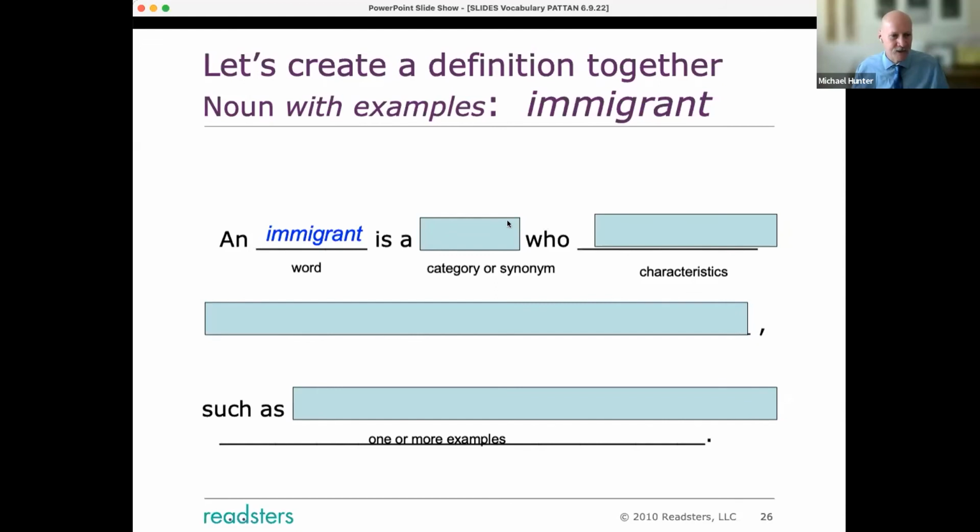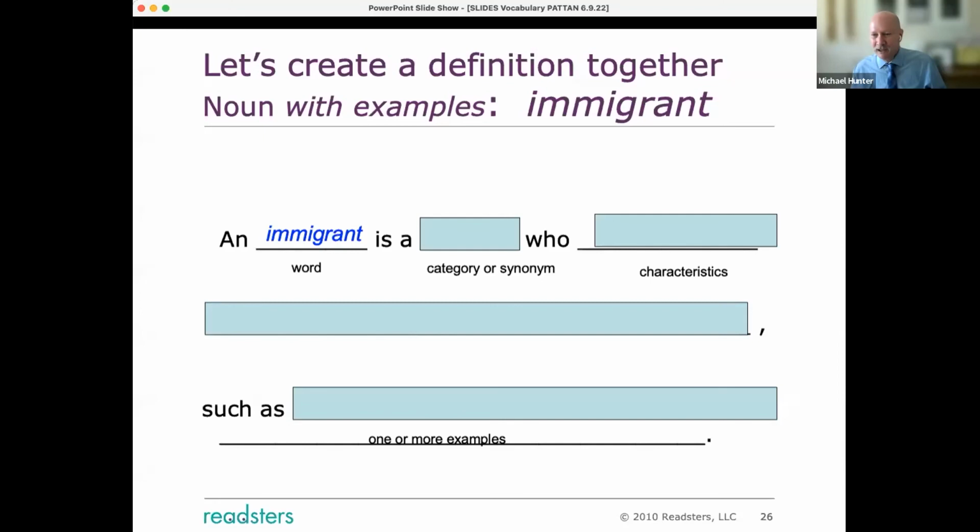So our word is immigrant. First thing we're going to do, I'm trusting that you all know what an immigrant is, is come up with a category or synonym. So I'm already seeing person, human being.